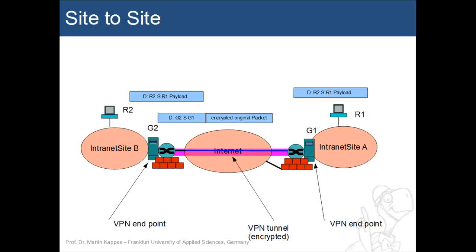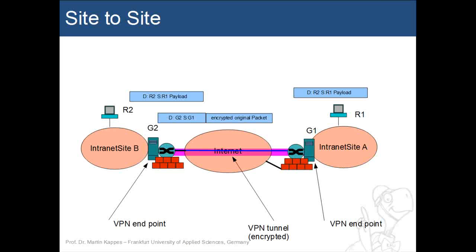So basically what happens here is that due to the configuration, this machine knows that everything that is destined for this intranet site needs to be encrypted and encapsulated into a packet that is then going to be addressed to G2. Once the packet arrives at G2, of course, all of this is based on authentication that happened previously. The packet is decapsulated and sent on to R2 again.